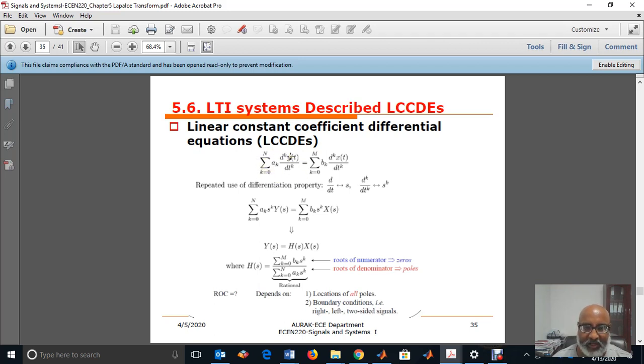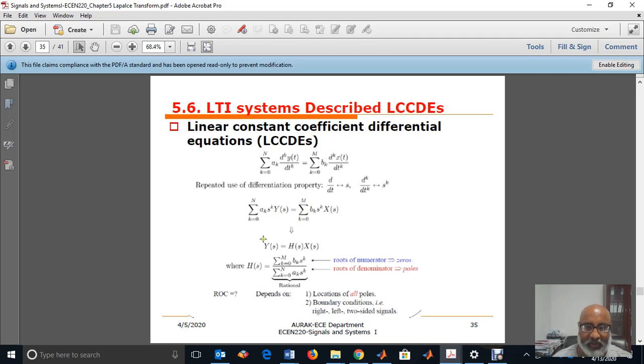The differential equation relating the input and the output is given by the sum from k equal to 0 of ak times the k-th derivative of y of t by dt^k, equal to the sum from k equal to 0 to n of bk times the k-th derivative of x of t by dt^k, where n is the order of the differential equation. So if you remember, we were trying to find the output y of t, which is the sum of the homogeneous solution and the particular solution, and it was tedious to find the output.